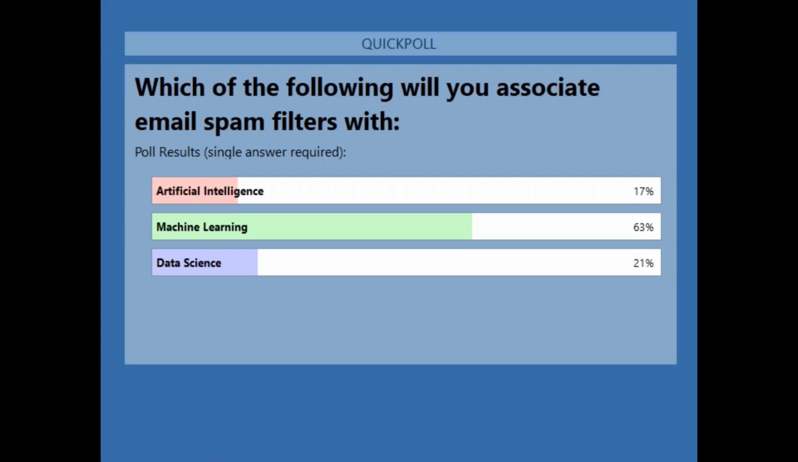So here are the results for the poll. 17% of the audience says artificial intelligence is the answer. 63% of them say machine learning is the answer, and 21% say data science is the answer. Over to you, Vineet.